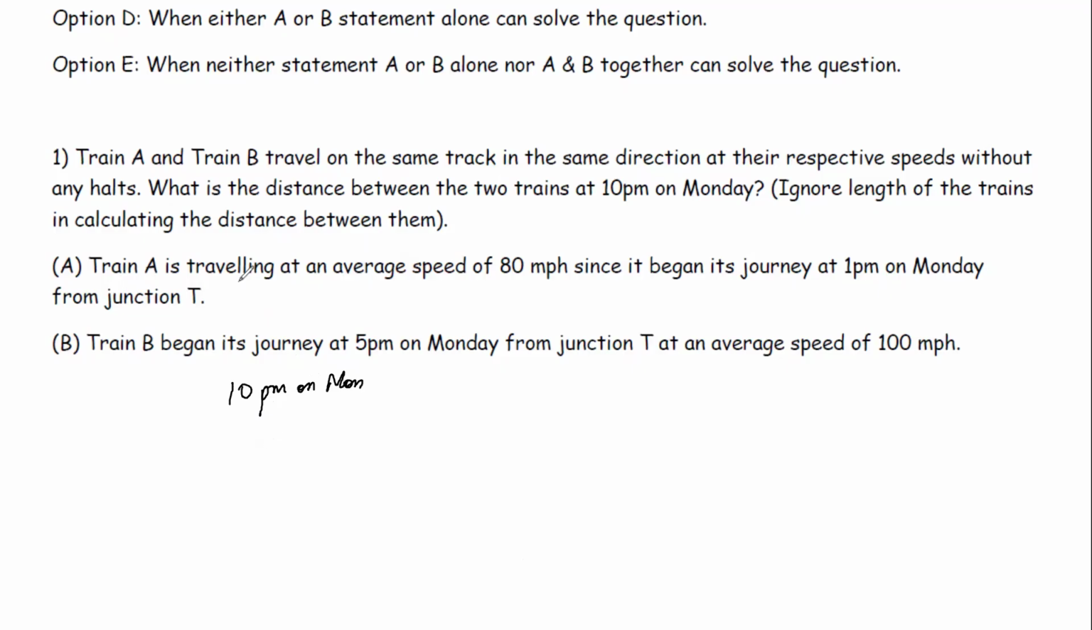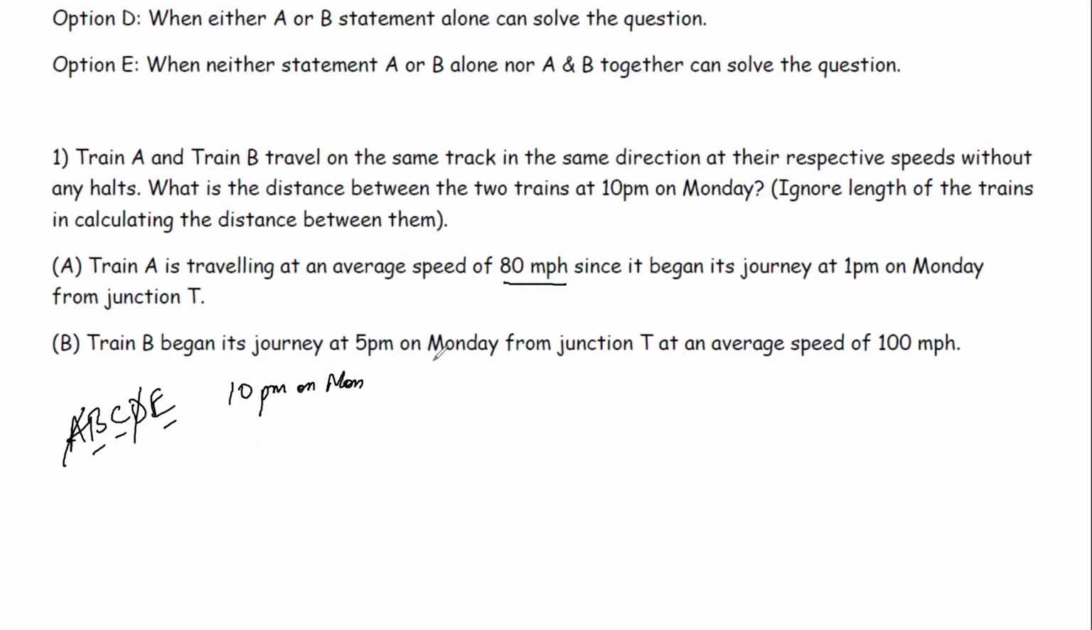Statement A: Train A is traveling at an average speed of 80 miles per hour, since it began its journey at 1 p.m. on Monday from junction T. So what is the distance between the two trains at 10 p.m.? Obviously from A, we only get information for train A. So A and D are out. We're left with B, C, and E.